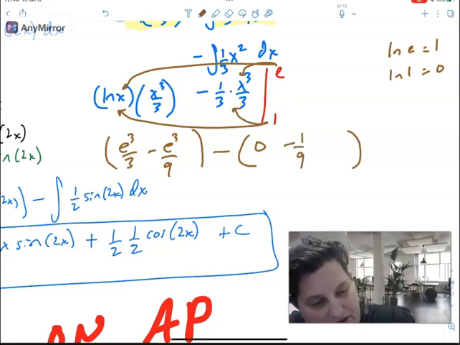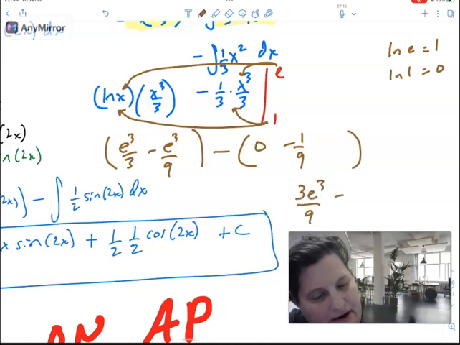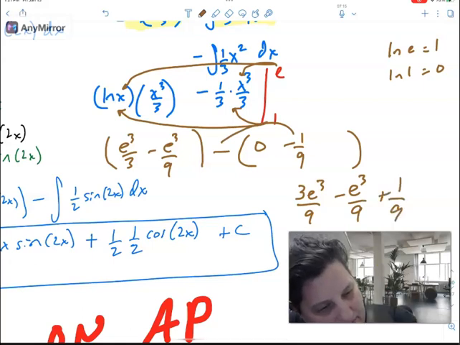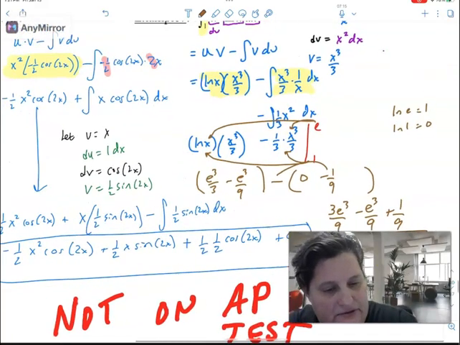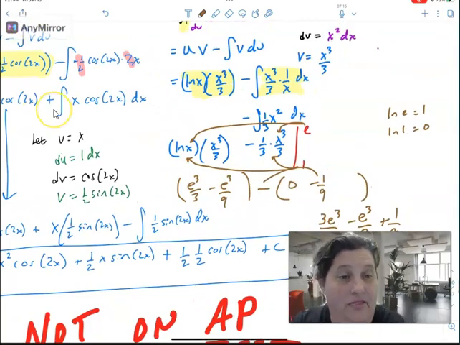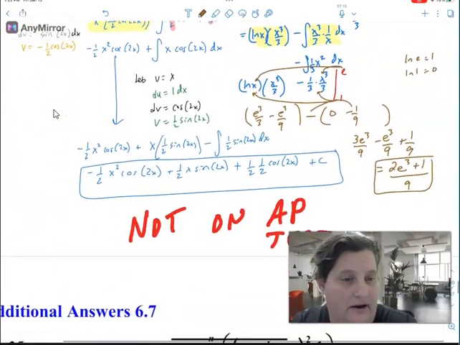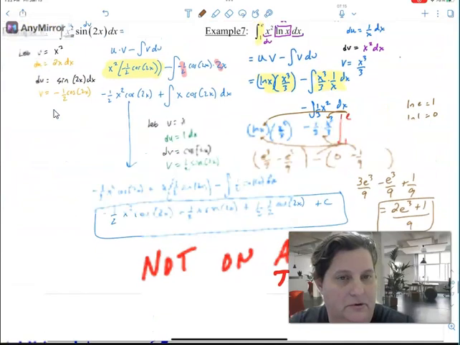That's pretty much my answer. I mean, if you want, we could put it all over 9, I guess. That would be 3 e to the third over 9 minus e to the third over 9, minus negative would be plus 1 over 9. So, final answer, I'm going to go with 2 e to the third plus 1 over 9, if it was like multiple choice or something. And if I did this right, I'll be very happy. 2 e to the third plus 1 over 9.